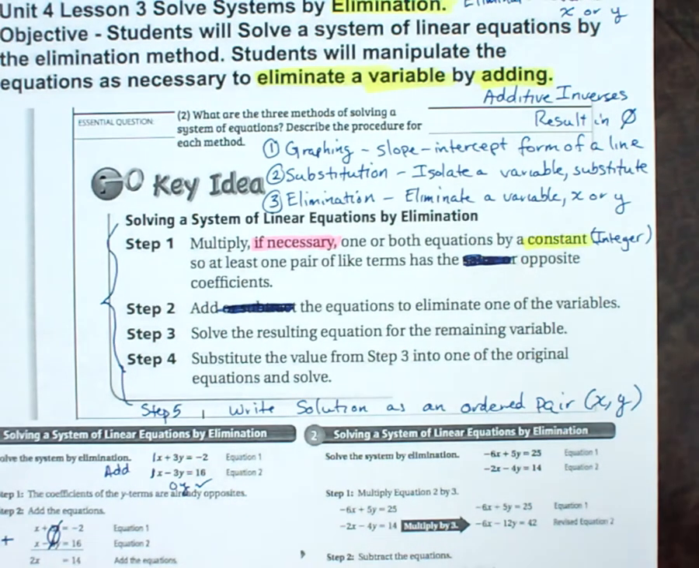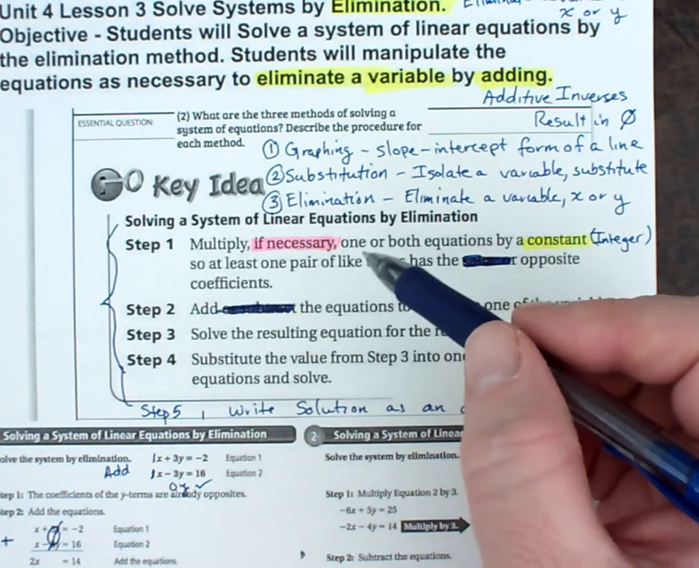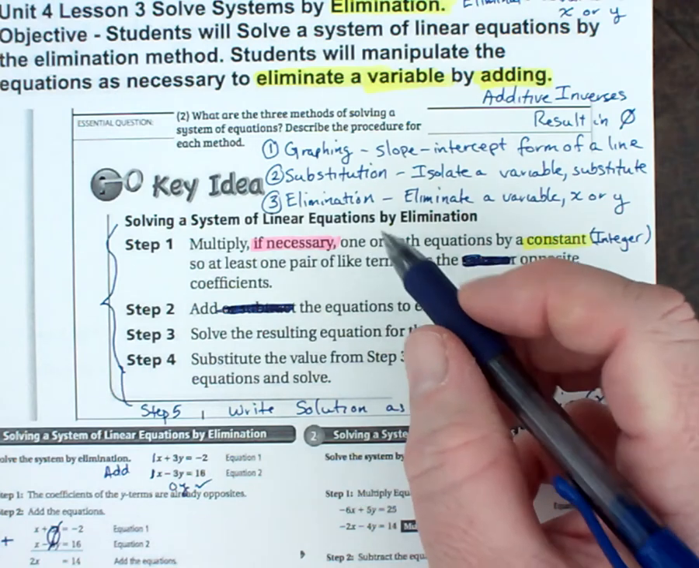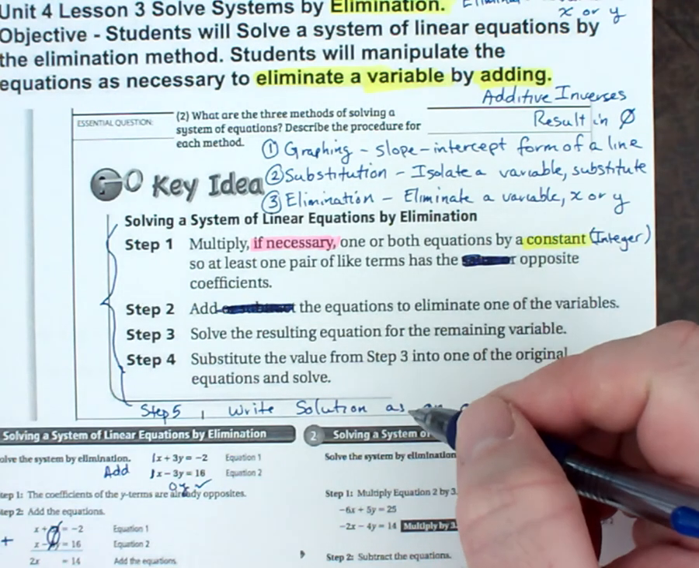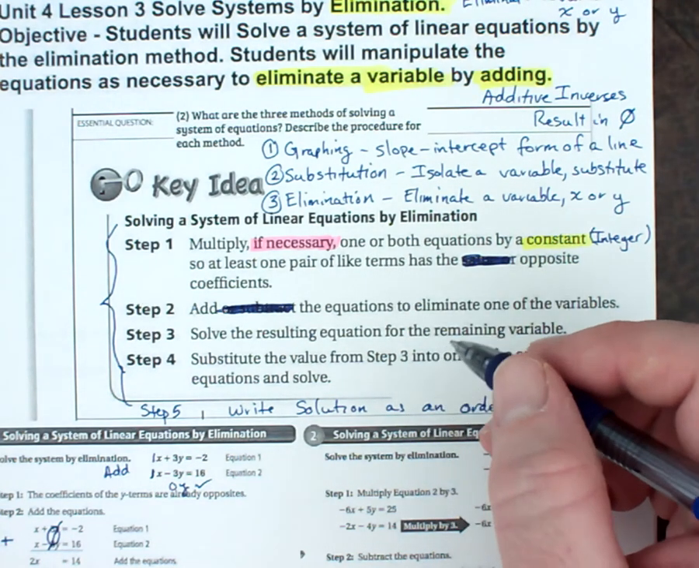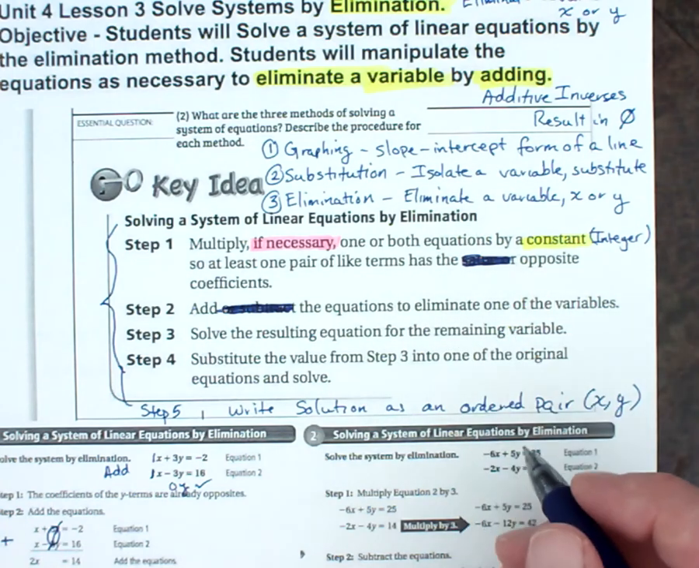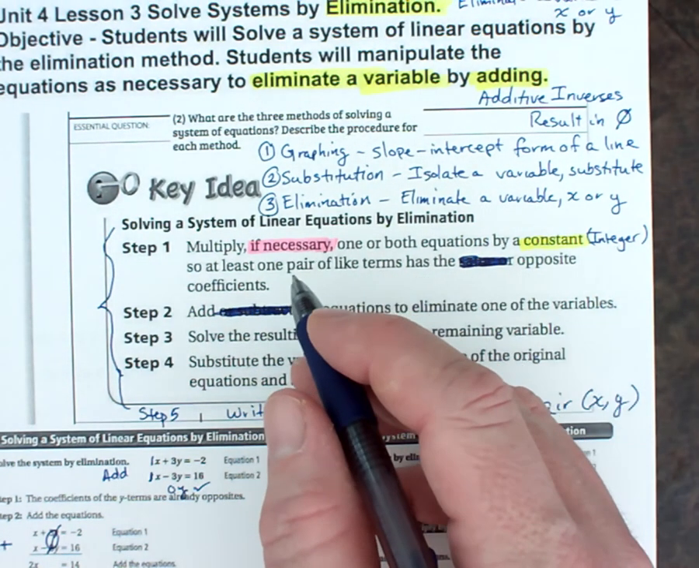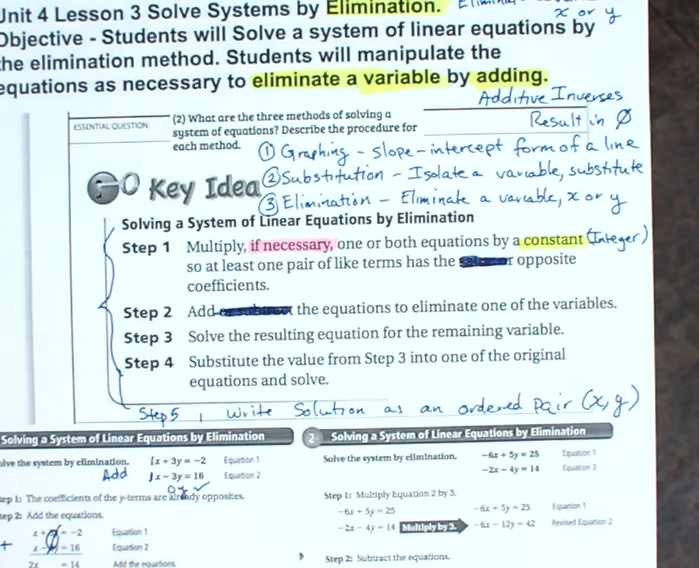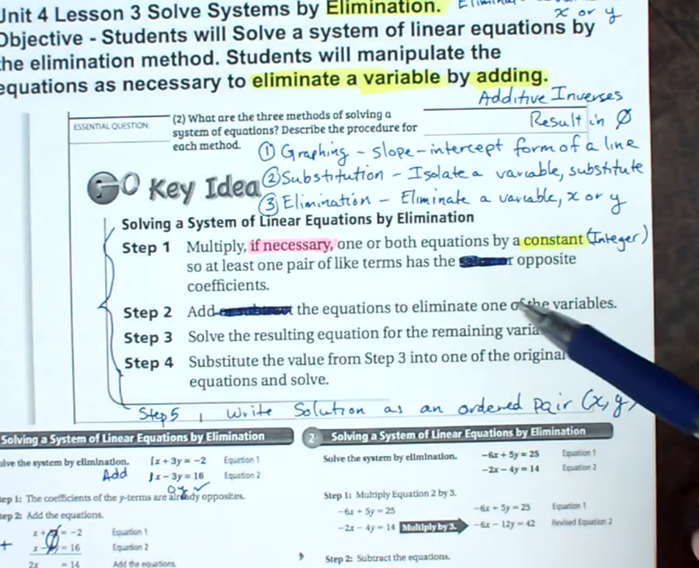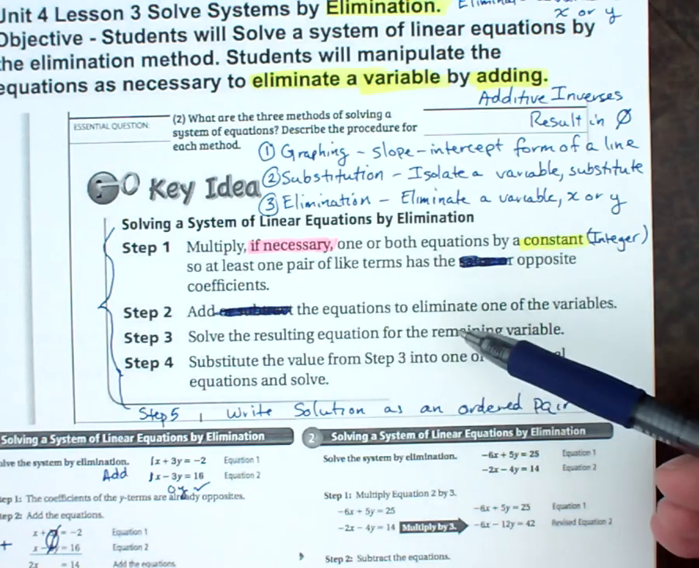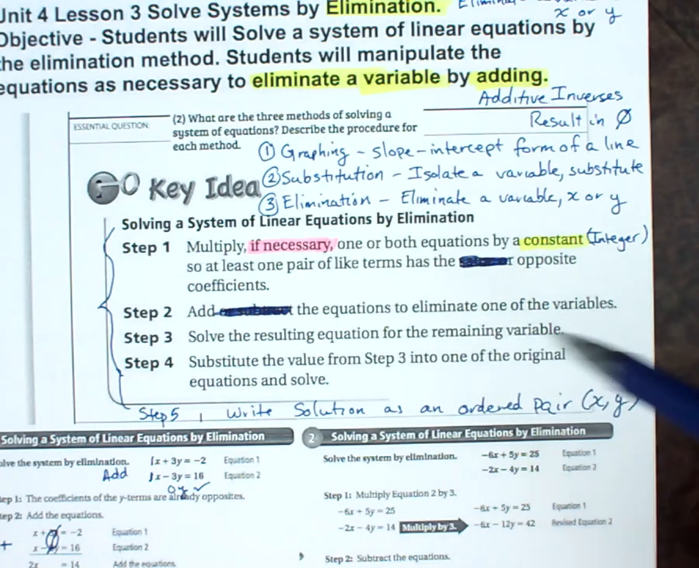So again, elimination method, step 1. This is what we're going to have to apply on the next example, because if you add the equations, they won't result in 0. You have to manipulate them. So here we have method 3, elimination. After you manipulate them, we're going to add them together, and one of the variables is going to disappear.